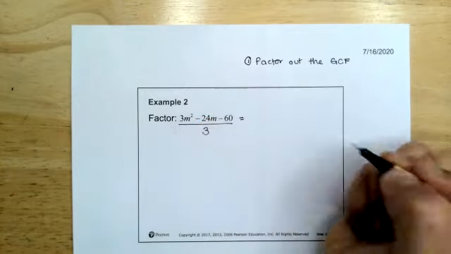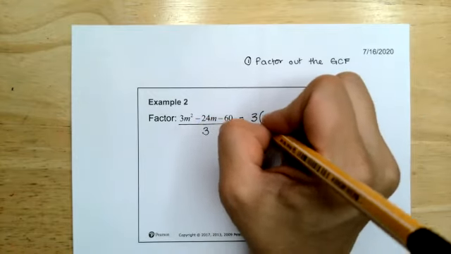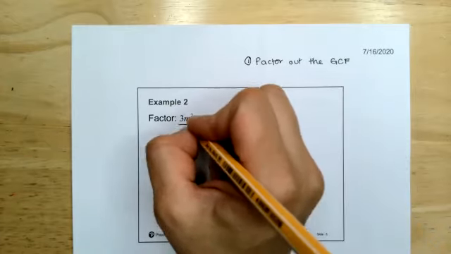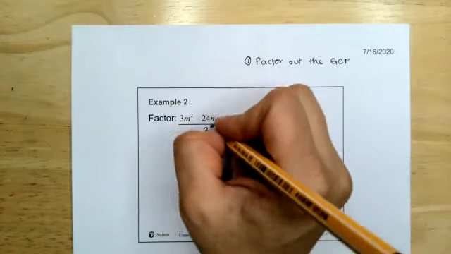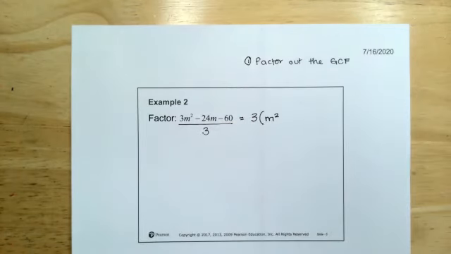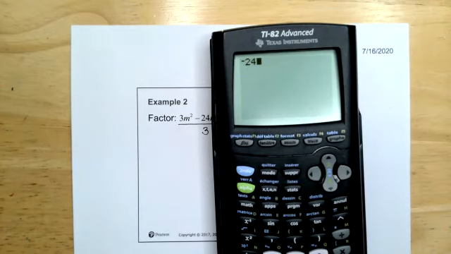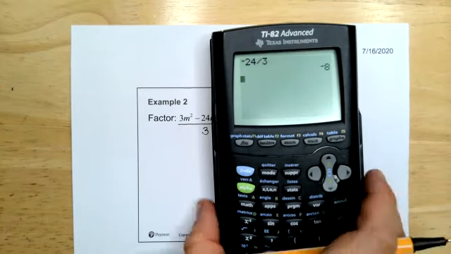So this can become 3 times m squared, because 3m squared divided by 3 is m squared. Negative 24 divided by 3, you can just put it into your calculator, is a negative 8.